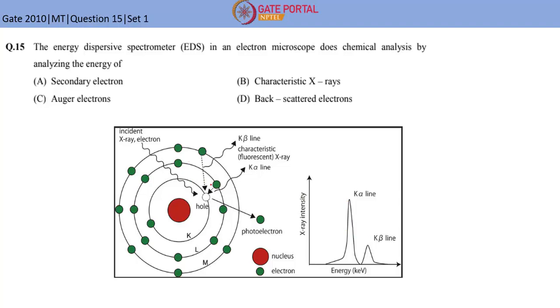So when this transition occurs, characteristic X-rays are generated, which give us the identification of the chemical composition of the material. When an electron from L comes to K, it generates a certain kind of characteristic X-rays. Hence the answer for this question is option B, characteristic X-rays.